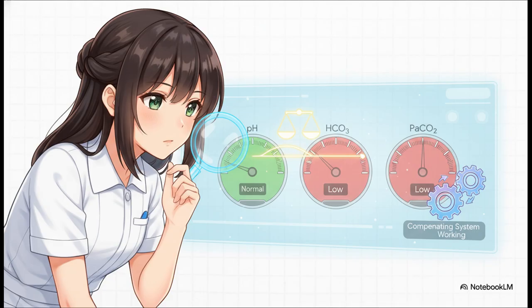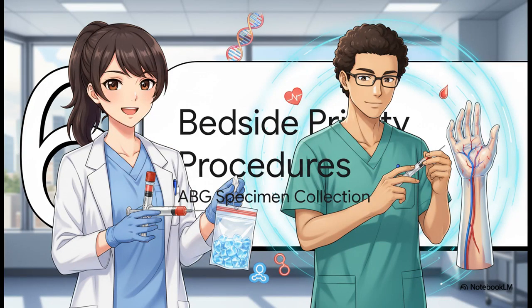Now, which value explains that? The HCO3 is low, which causes acidosis. That's our primary problem. So we have metabolic acidosis, and that low PaCO2 shows us the lungs have done their job beautifully. Final answer, fully compensated metabolic acidosis. You are crushing this. You've officially mastered interpretation.